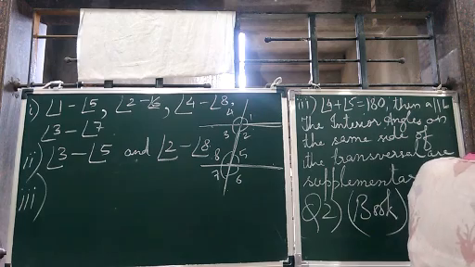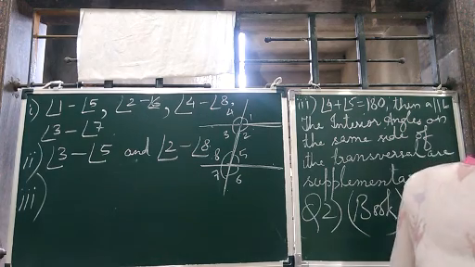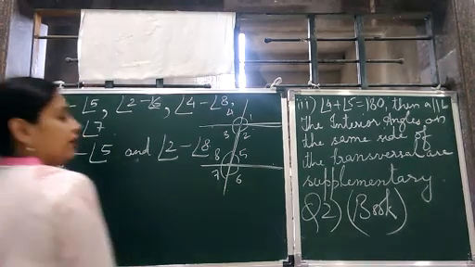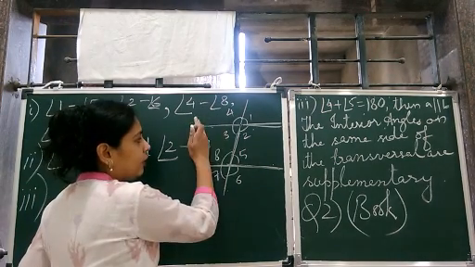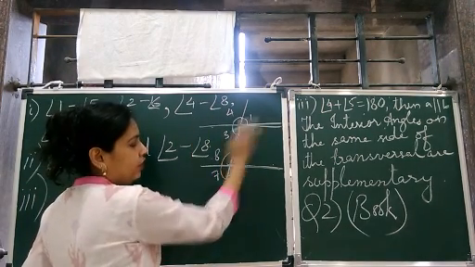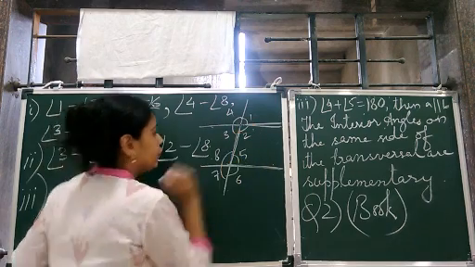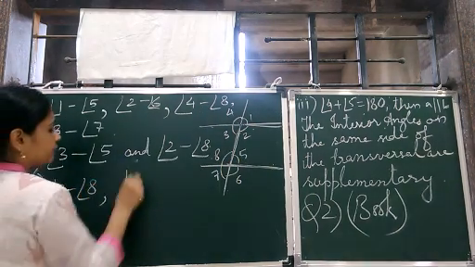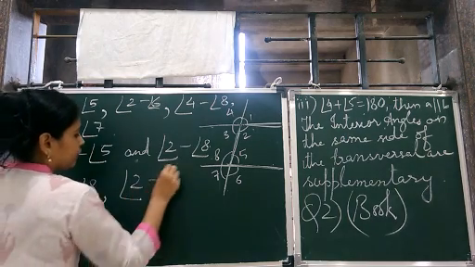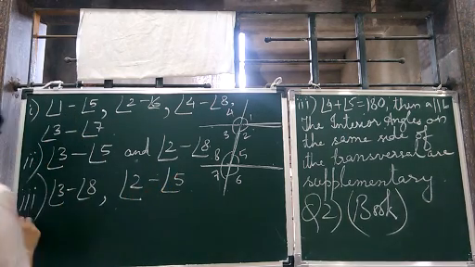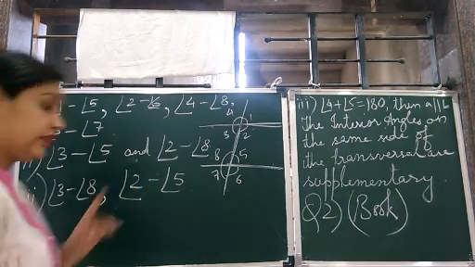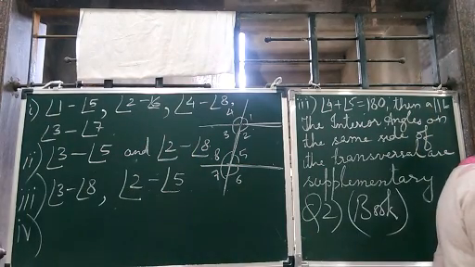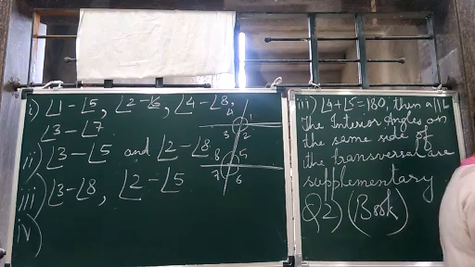Then pair of interior angles on the same side of the transversal. Same side is this one, and inside are 3 and 8, and on the other side is this one, inside are 2 and 5. So 3 and 8, 2 and 5. Then there's fourth one also. Pair of interior angles on the same. Sorry, this is third one.